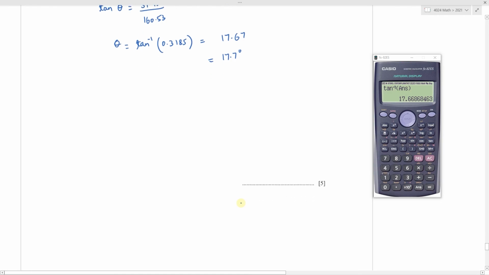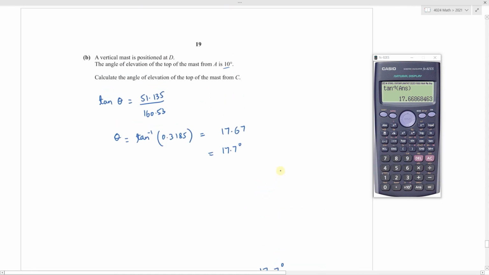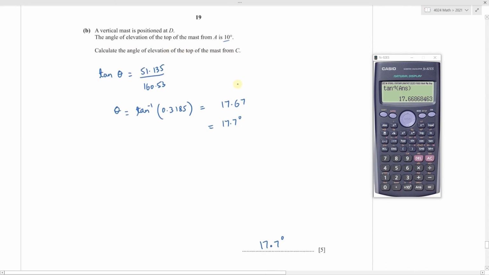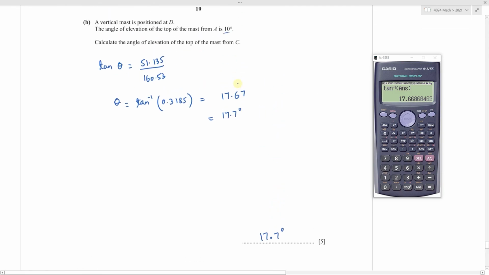So your answer here will be 17.7 degrees, the angle of elevation of the top of the mast from point C. So this is the end of the paper. This was the last question.